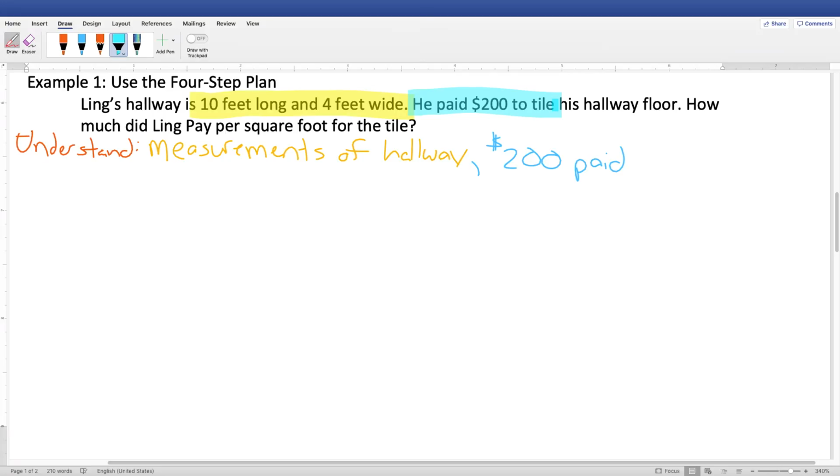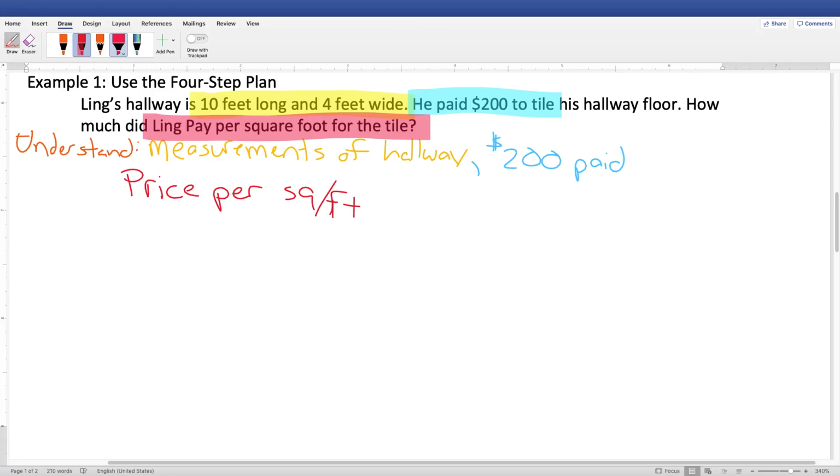The other thing I asked you to do was to identify what you are being asked to find. What is this asking us to find? How much it is per square foot. So price per square foot. Okay, and that is right there, price per square foot. That is what we are trying to do. We want to know the price per square foot. So that's understanding the problem.